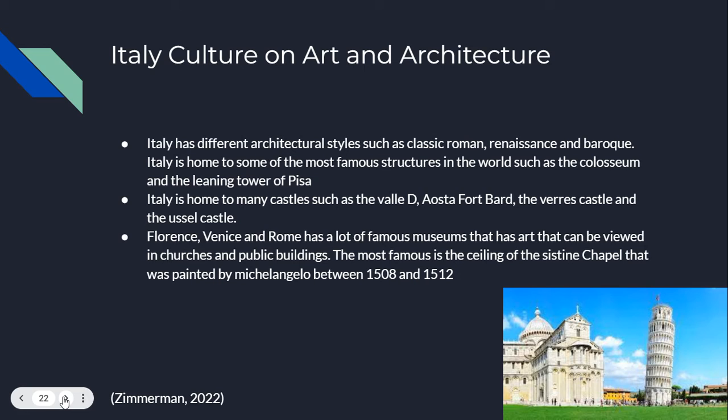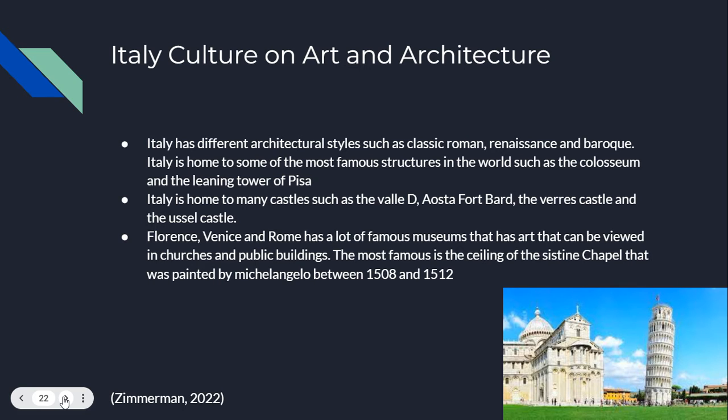Next, I'm going to discuss the art and architecture. Italy has different architectural styles such as classic Roman and Baroque. Italy is home to some of the most famous structures in the world, such as the Colosseum and the Leaning Tower of Pisa.